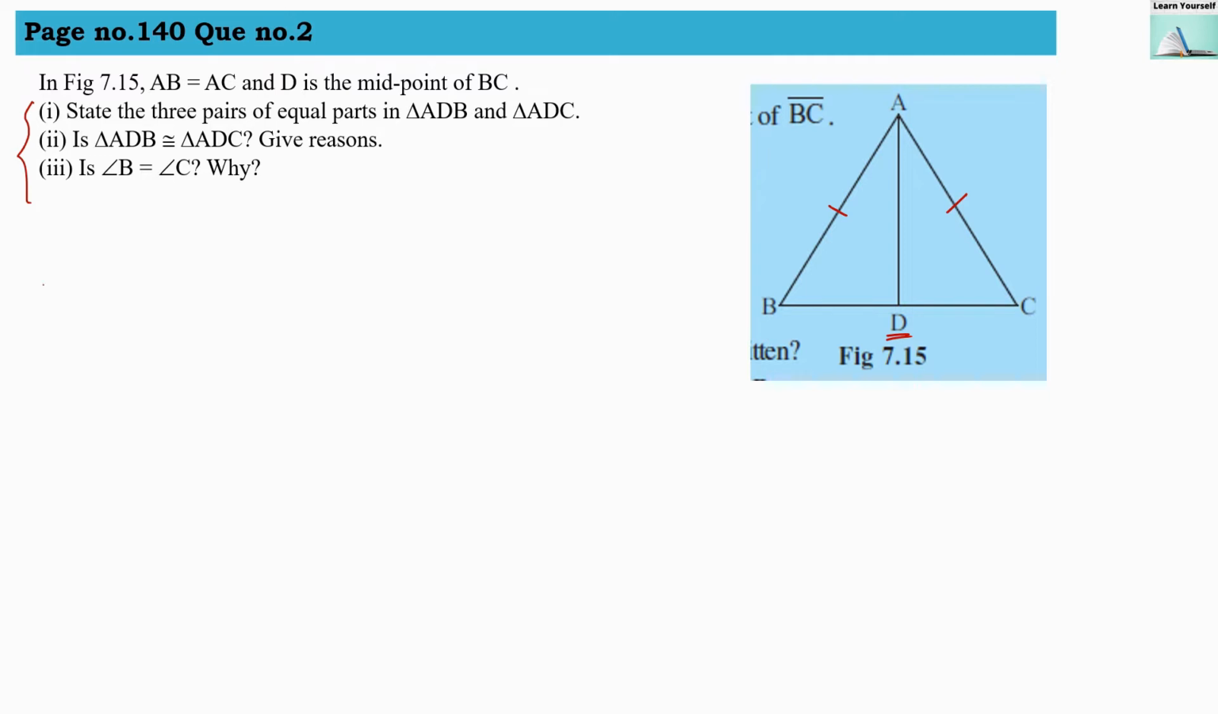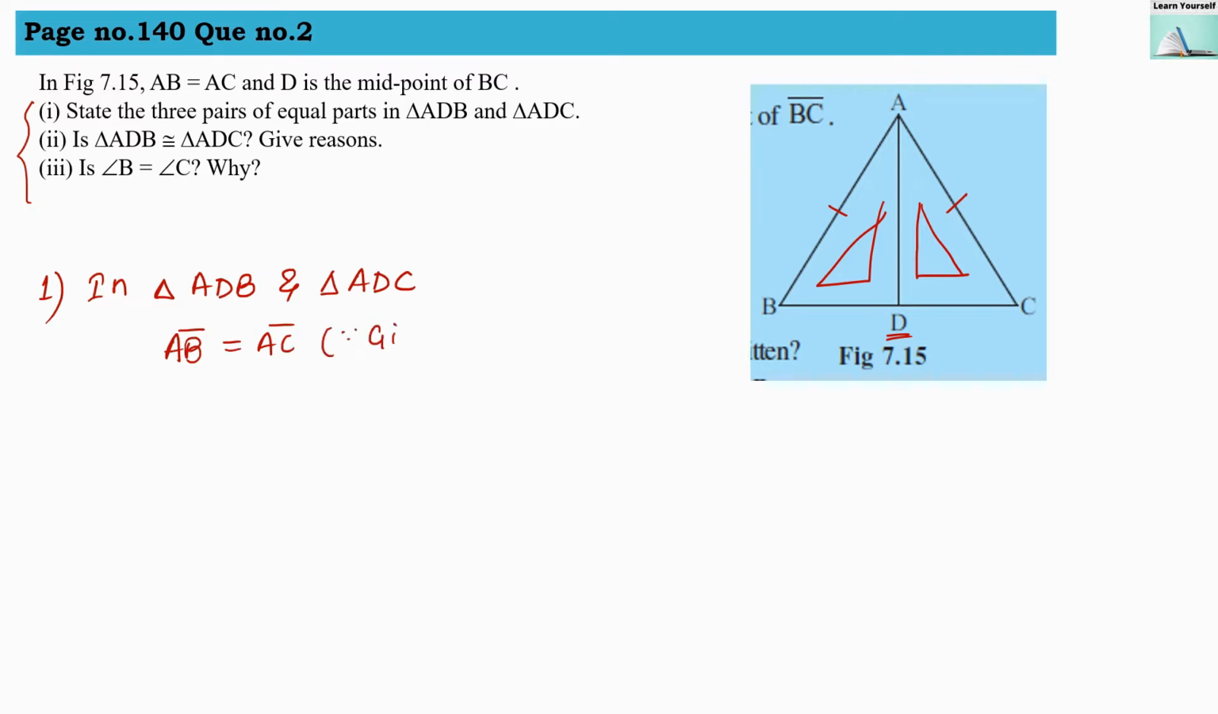The first question we are taking here is, state three pairs of equal parts in triangle ADB. ADB is this triangle and the other triangle is ADC. So in these two triangles, we have to locate the equal parts. So in triangle ADB and in triangle ADC, what all equal parts are there? AB is equal to AC. Why? Because it is already given in the question.